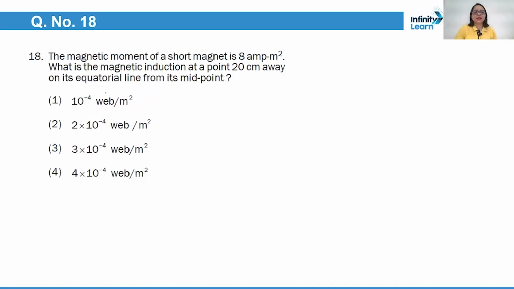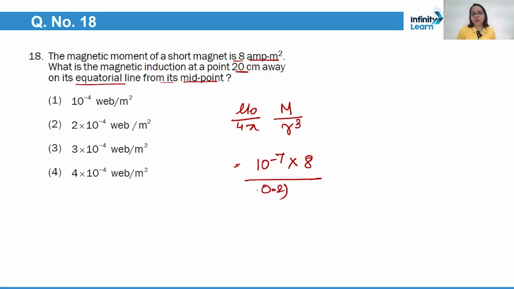Question number 18. The magnetic moment of a short magnet is 8 ampere meter square. What is the magnetic induction at a point 20 centimeter away on its equatorial line from its midpoint, right? So over here, magnetic induction is given as mu naught upon 4 pi into m upon r cube, right? So this is mu naught upon 4 pi is 10 power minus 7, m is 8 and r cube is 0.2 whole cube, right? So this will be 10 power minus 4 Weber per meter square. So correct answer is option 4.